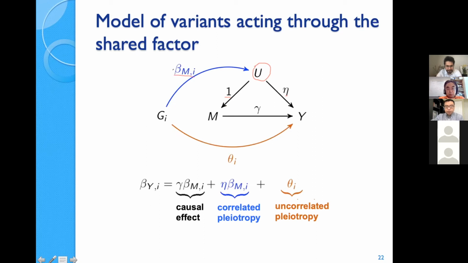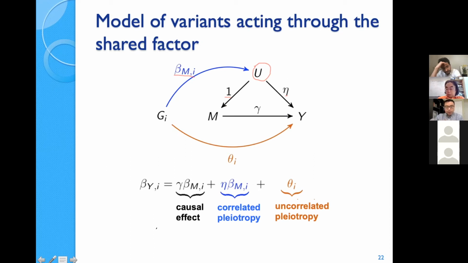Because the effect of GI on M is just the effect of GI on U times the effect of U on M, right? Because we set this U to M effect as 1, the effect of GI on U is just beta MI. Okay. And we still have these additional pleiotropic effects.